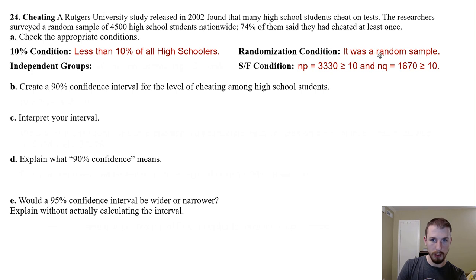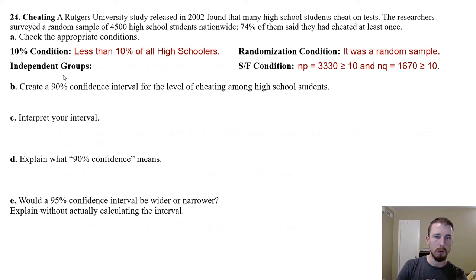Randomization, they said it was a random sample, so it should be representative, and it was a nationwide random sample. It wasn't just one state or something like that, so it should be representative of the situation nationwide. Of course, it could be worse in some areas and better in other areas, but they're doing national.